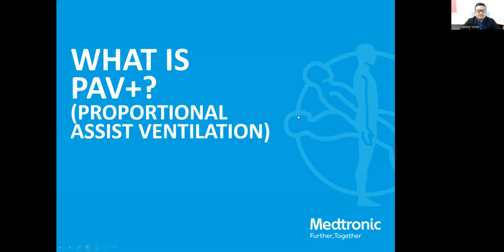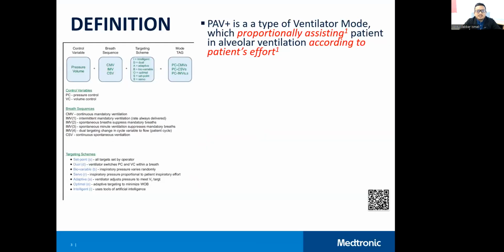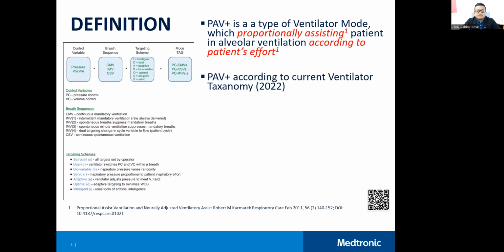So what is PAV plus, proportional assist ventilation? The very definition of PAV plus is that it is a ventilator mode which proportionally assists the patient in alveolar ventilation according to the patient's effort. So the more the patient's demand or effort, the more assistance the ventilator will give to the patient. So how do we describe a ventilator mode in this current day and age?